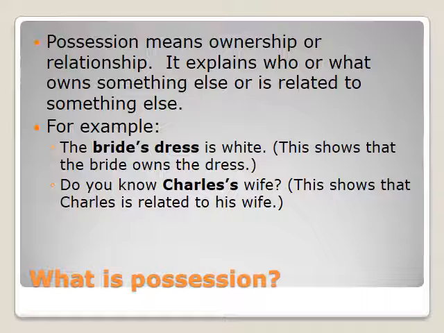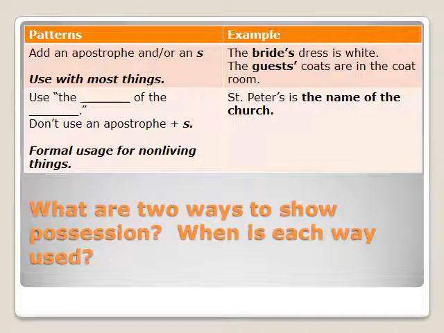It's not a big difference, but ownership should be different than, sorry, than relationship. So we wouldn't want to say that Charles owns his wife, but that he is related to her. So there's two ways that we can do possessions that are talked about here. The most common way is with an apostrophe and an S. So we have the bride's dress and the guests' coats.